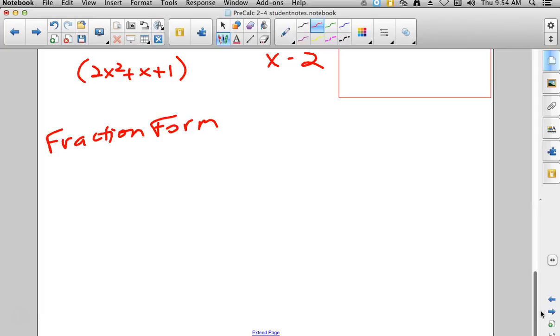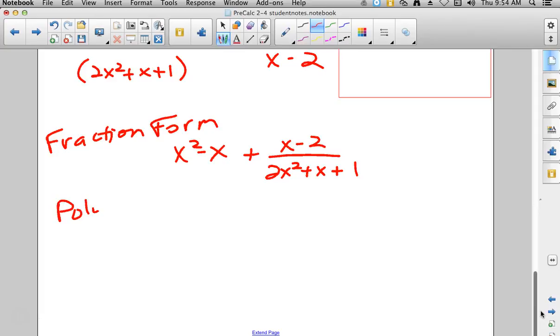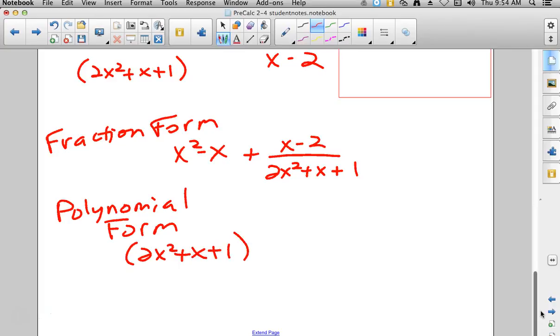Scroll up past things. That's our x squared minus x. And then our nasty little remainder, x minus 2 over 2x squared plus x plus 1. Polynomial form is, if we were going to check this, what's the math we would have to do? Well, we'd have to take our 2x squared plus x plus 1, and what would we multiply that by?